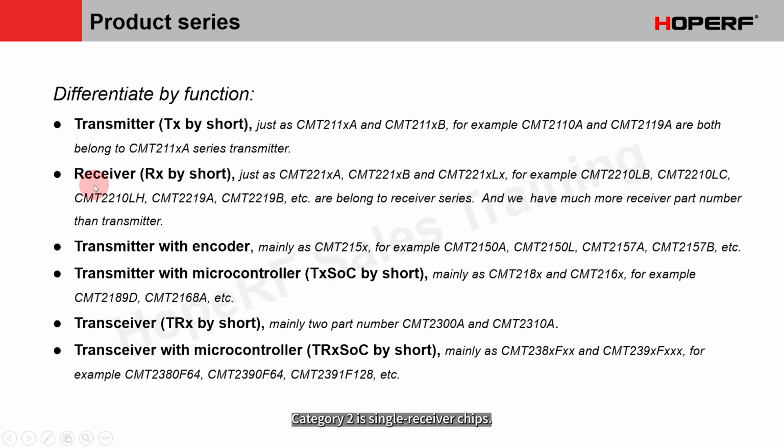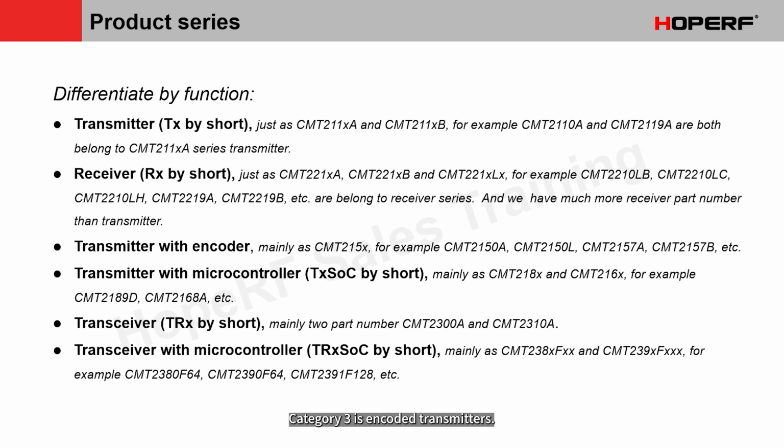Category 2 is single receiver chips. For example, the CMT221XA series, CMT221XB series, CMT221XLX series, and so on. All these series are part of our single receiver category. For example, the previously mentioned CMT2210LB, CMT2210LC, as well as CMT2210LH, CMT2219A, CMT2219B, etc., are all single receiver chips. We have a wide variety of single receiver chips. More information can be found by searching through our product catalog.